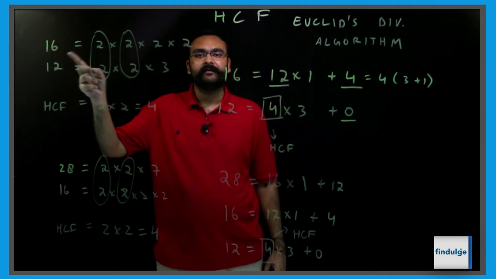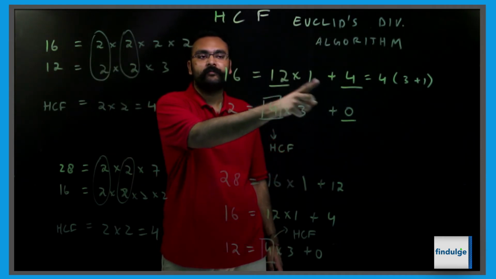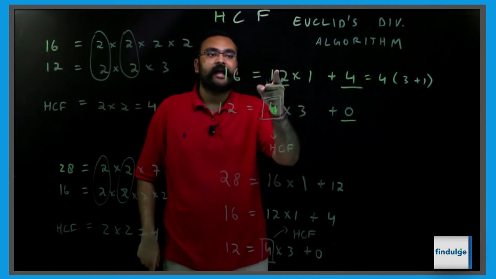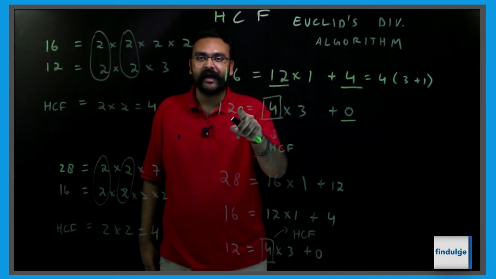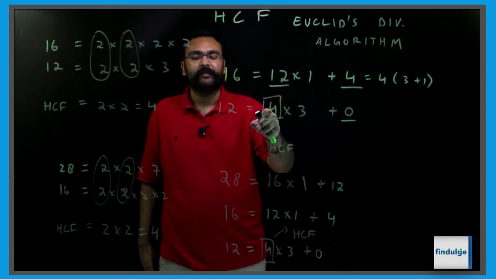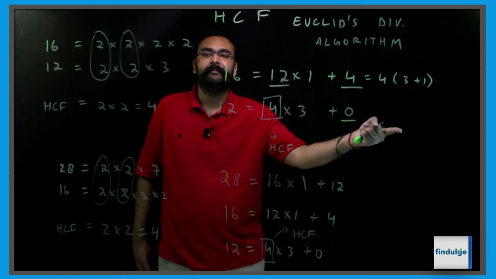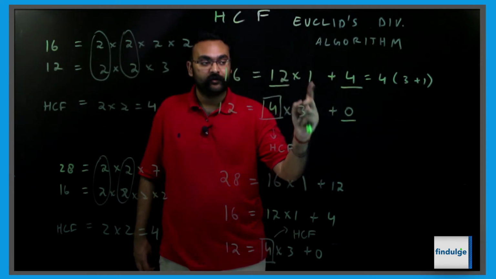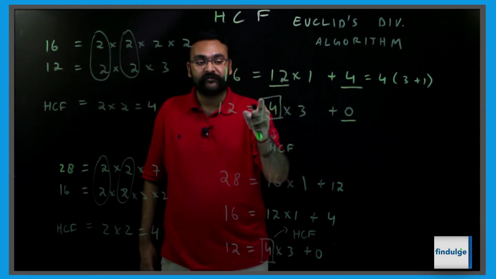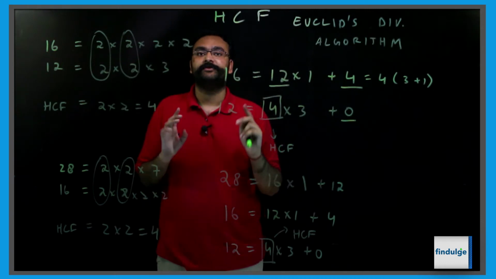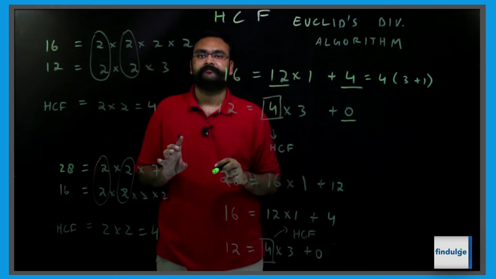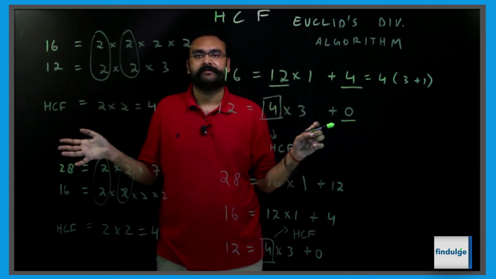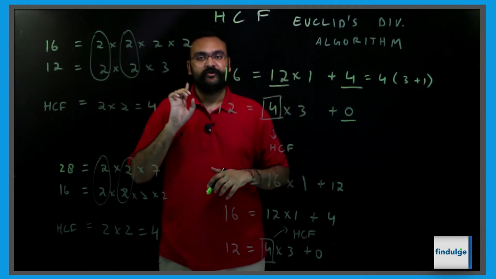Write the bigger number in BQ plus R form using the smaller number. If there's a remainder, now your B becomes your A, your remainder becomes your new B, and again BQ plus R form until the remainder is 0. When the remainder is 0, your final B value is your HCF. This is how we'll solve it. Let's move on to rational numbers.